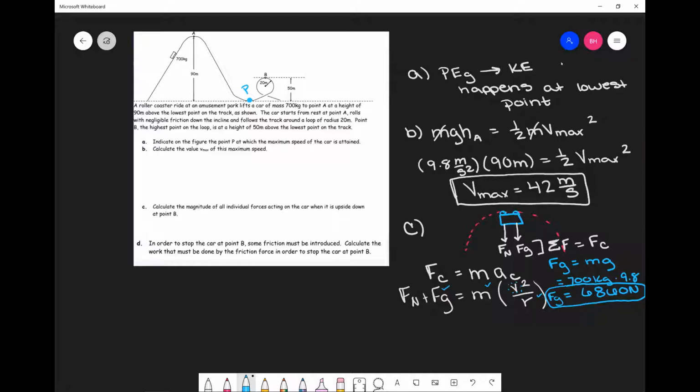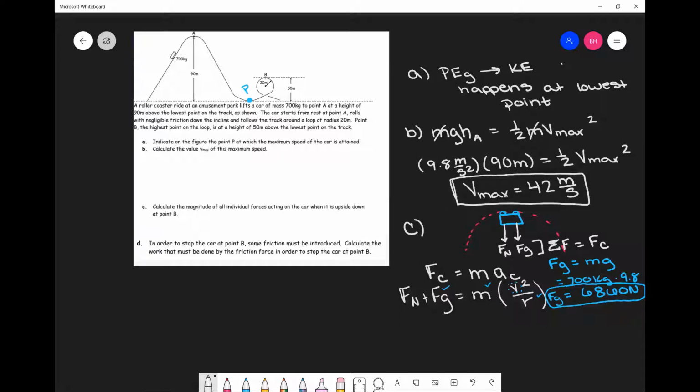So let's think about it this way. We know our velocity right here at point P. So what if we say that point P is our initial and B is our final? So let's look at that problem. Again, we need to think about what is the velocity at point B. That's what we need to plug in here.